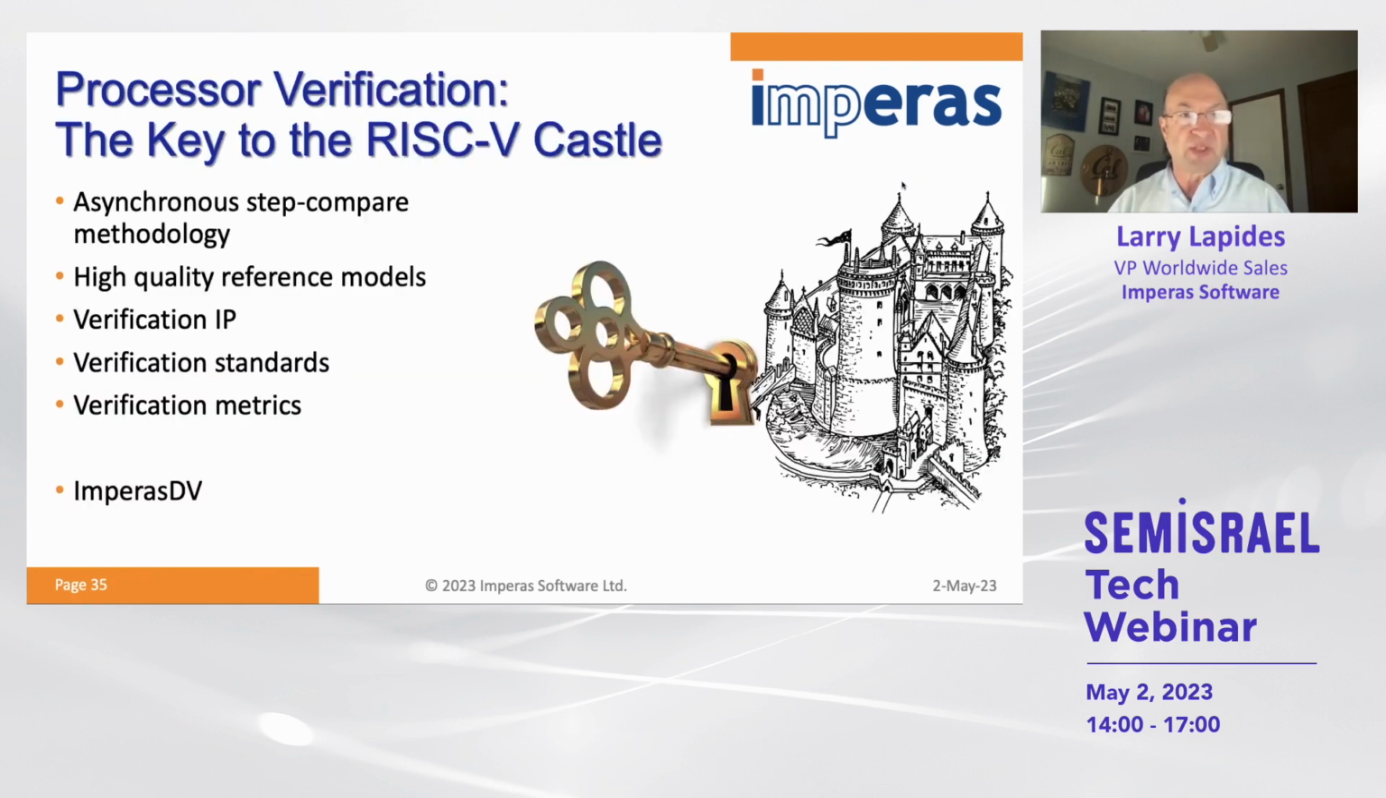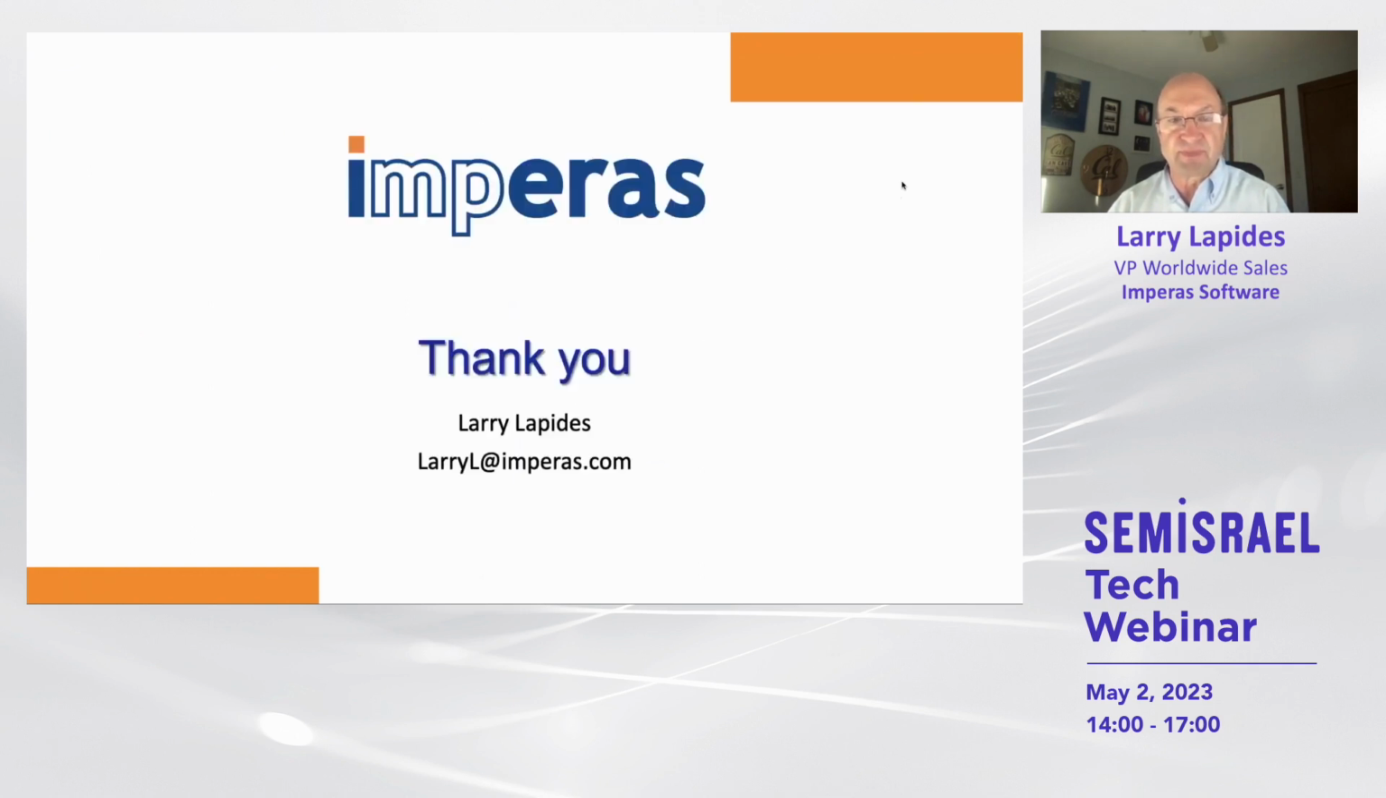So let's wrap this up. I mentioned before that DV is one of the closely held secrets, but actually what we're trying to do here is to provide you with the key to the RISC-V castle. The asynchronous step and compare methodology using high quality reference models, using verification IP, verification standards, verification metrics, and that's what Imperas DV is providing for RISC-V processor verification. Thank you very much.